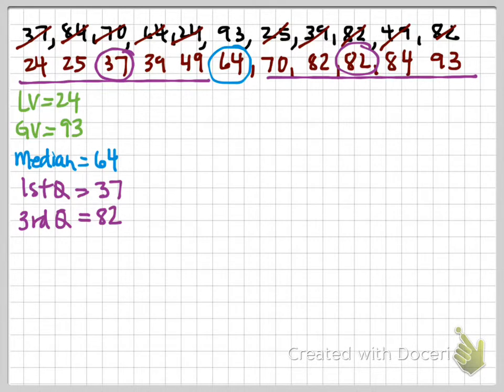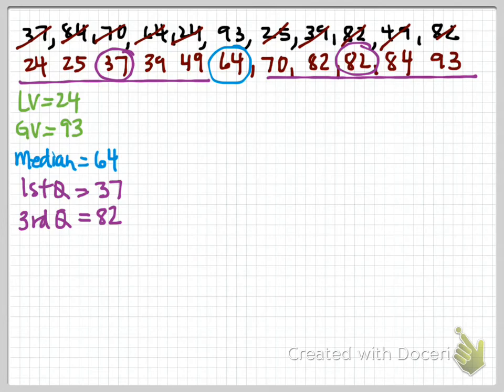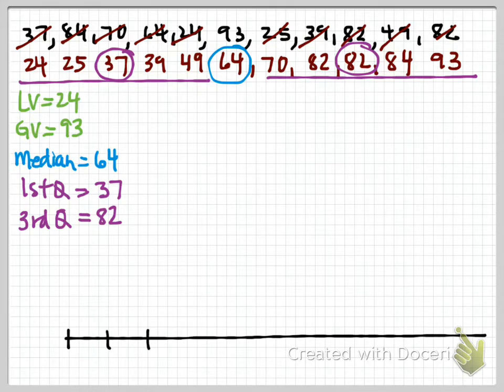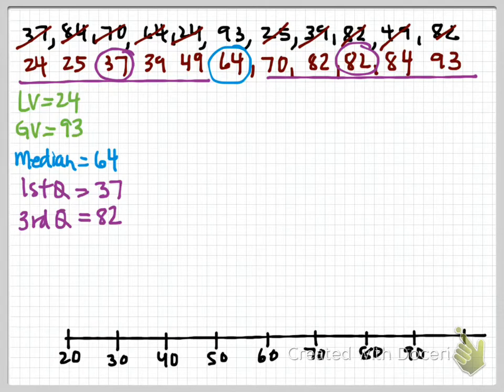So I'm going to actually change my graph paper to be smaller. And we're going to start at 20, 30, 40, 50. Oops, sorry, that wasn't enough. Try that again. 2, 4, 6, 8. 30, 2, 4, 6, 8. 40, 2, 4, 6, 8. 50, 2, 4, 6, 8. 60, 2, 4, 6, 8. 70, 2, 4, 6, 8. 80, 2, 4, 6, 8. 90, 2, 4, 6, 8. 100. So I have 20, 30, 40, 50, 60, 70, 80, 90, 100.